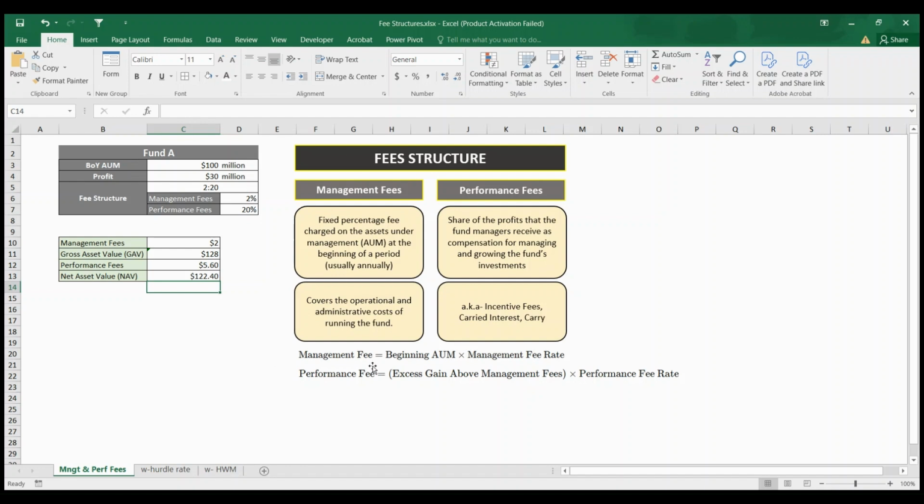Well, fee structure is that easy to calculate, but it doesn't end here. We have different considerations to make, like hurdle rate, high watermark, clawback, and waterfall.